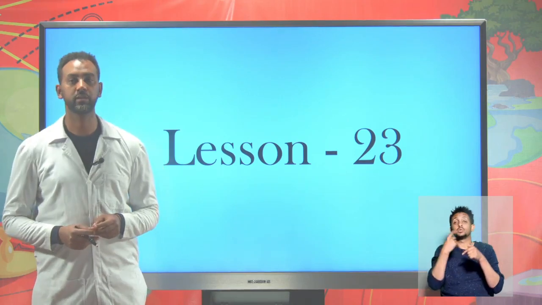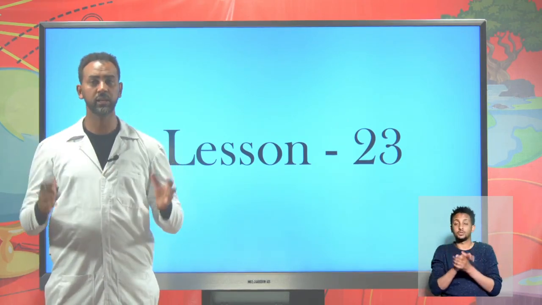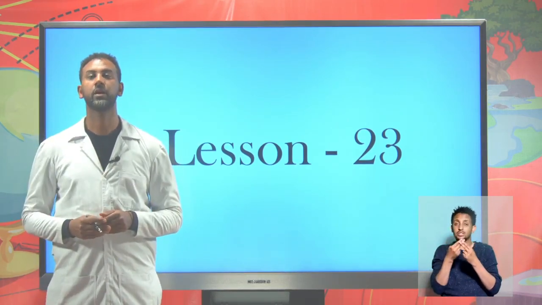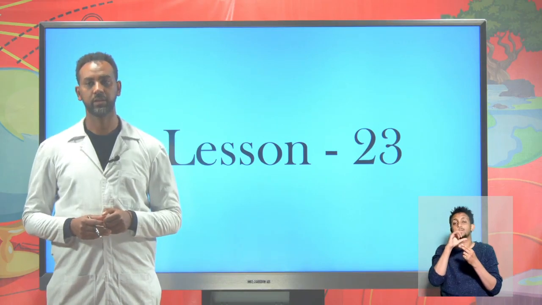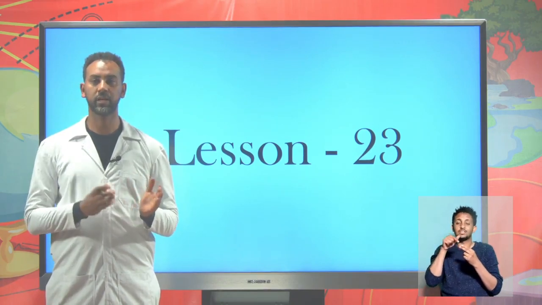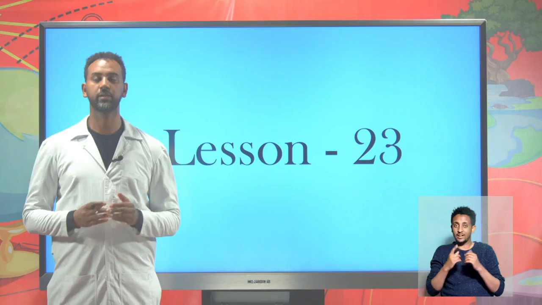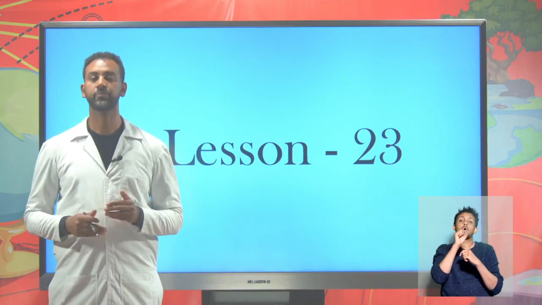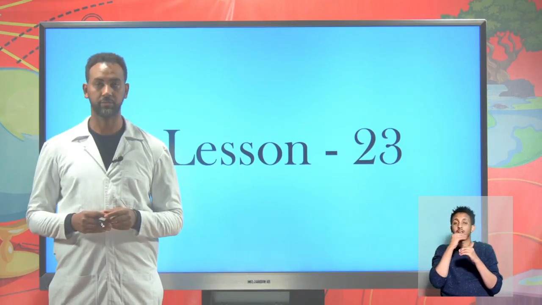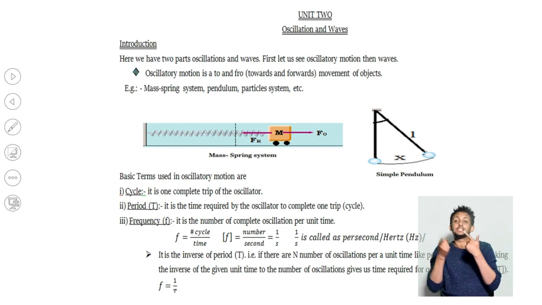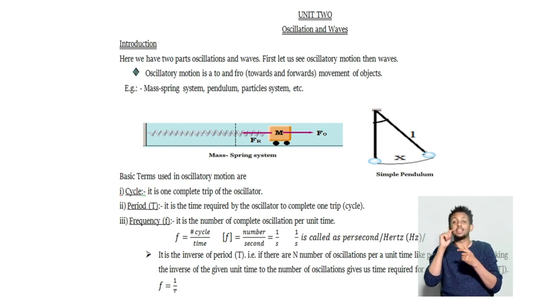And today we'll look at the second unit, which is oscillations and waves. So we have to classify these two. First, we'll look at oscillatory motion, then we'll look at waves. Unit 2 covers oscillatory motion and waves. So first, what does oscillatory motion mean?